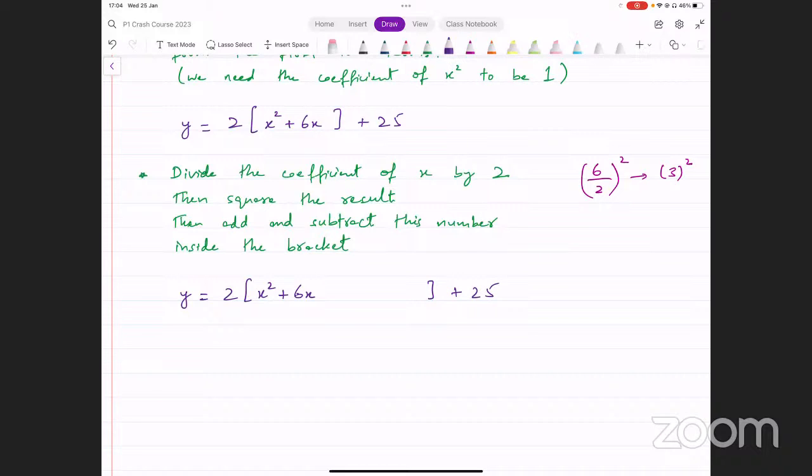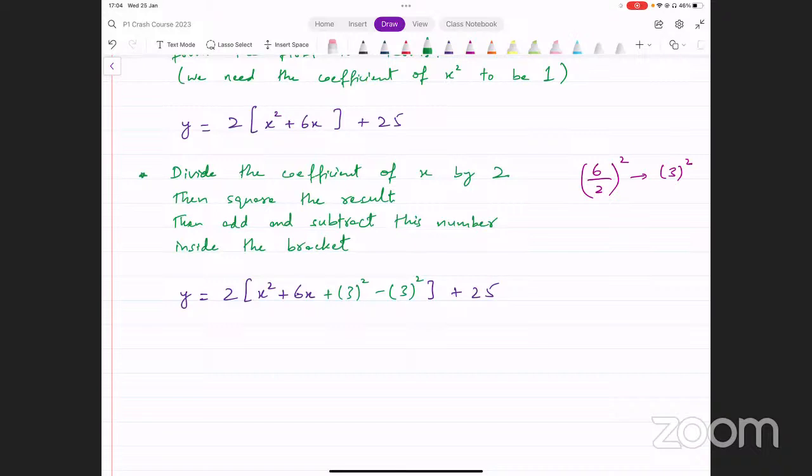And in this space, we're just going to divide the coefficient of x by 2. So divide 6 by 2, that gives you 3. Square that number, so that's 3 squared. You're going to add 3 squared here, but you can't just add something to a function like that. You also need to balance that by subtracting 3 squared. So you add 3 squared and you also subtract 3 squared.